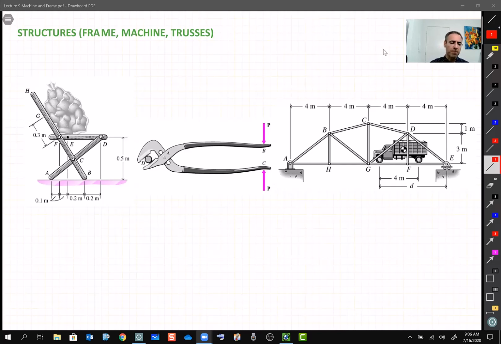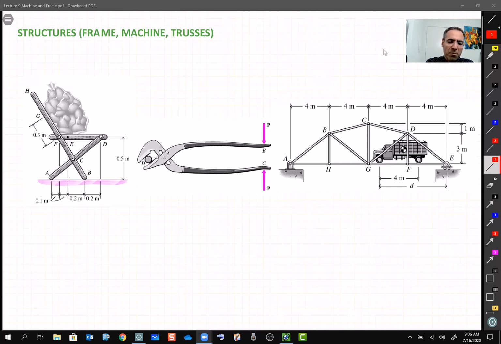Let's get started. To start with, we categorize structures into three main categories: frames, machines, and trusses. In some textbooks, all three categories are considered one, and they call it a structure, so there is no distinction between them. This is more of a common way to categorize them, but later when you solve problems, you see there is really no specific distinction between them.